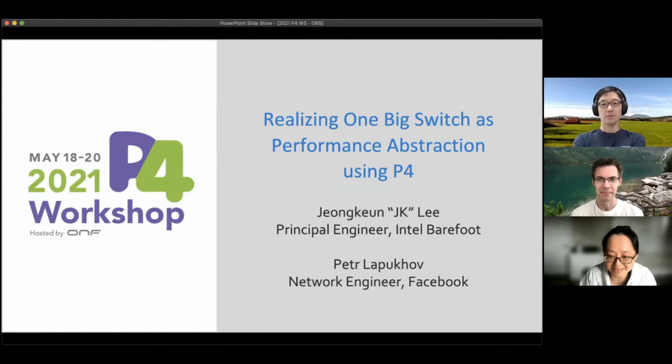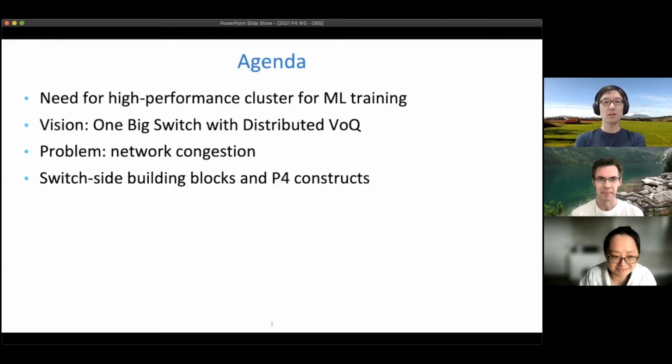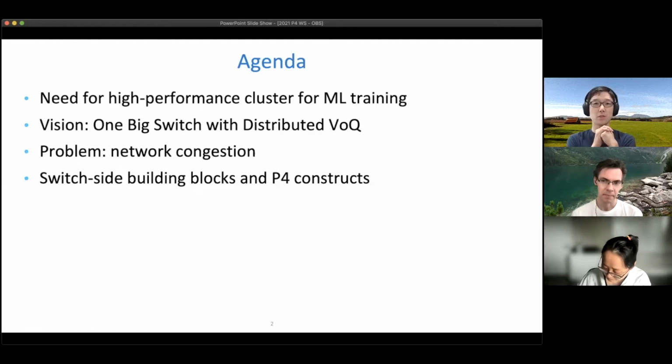Yes, JK, please. Okay, thank you, Milan. Let me briefly go through the agenda and then hand it over to Peter. Peter will talk about the customer view, why we need such a high performance cluster with one big switch abstraction, particularly using machine learning training as a motivation workload.